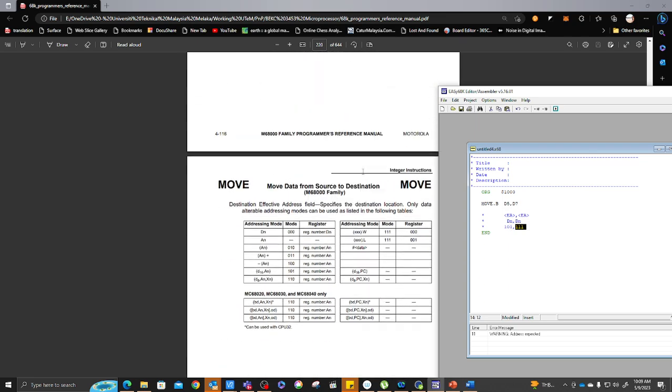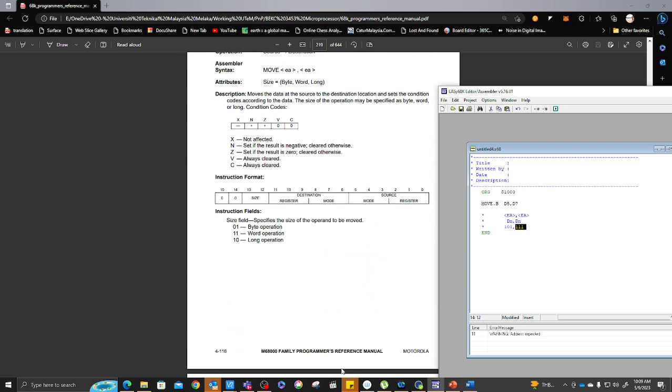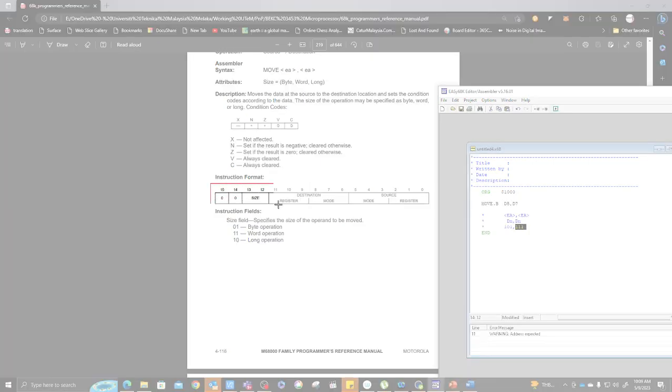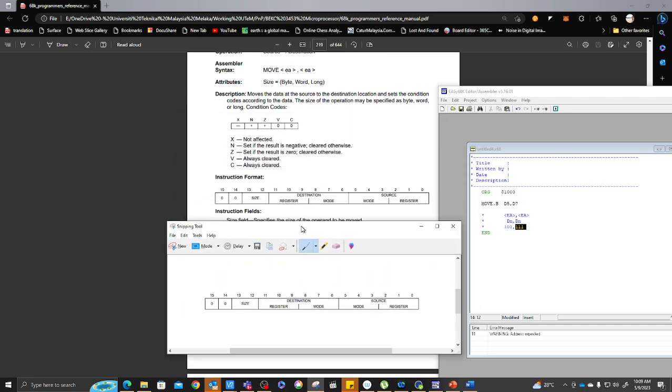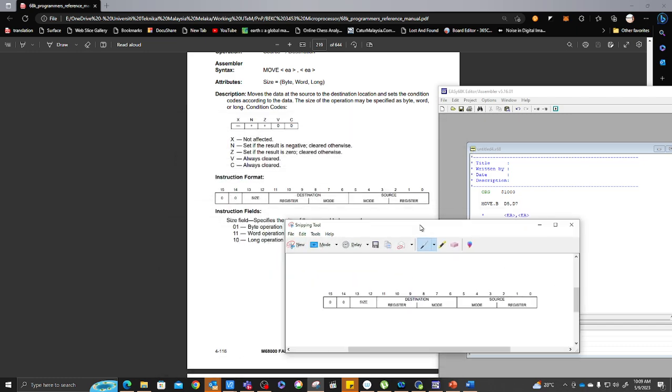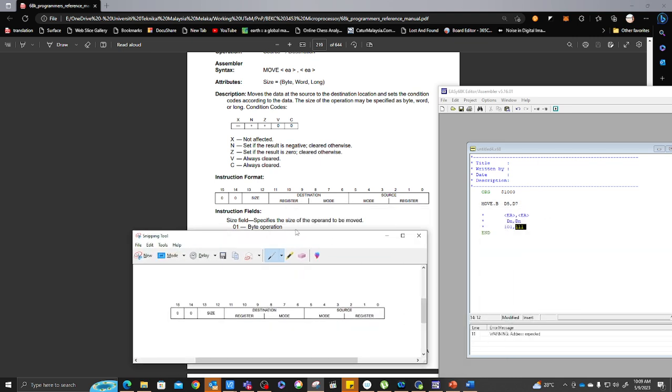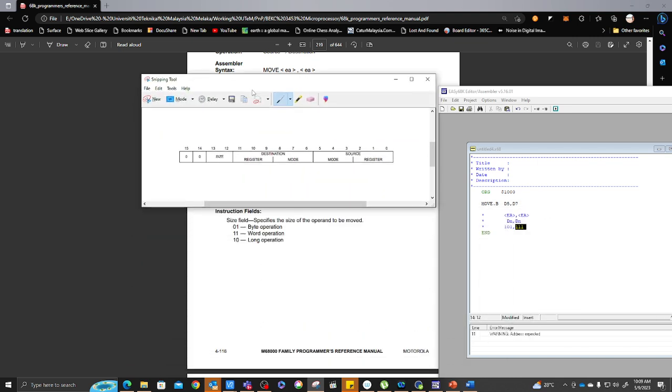So let's try to insert all this information first. Let's just use this one. Can I use this one? Cannot. Okay, no problem. So let's try to have this one. The first one, size. Size is dot byte. Dot byte means 01. Now you're going to insert the value here, 0, 0 and 1.